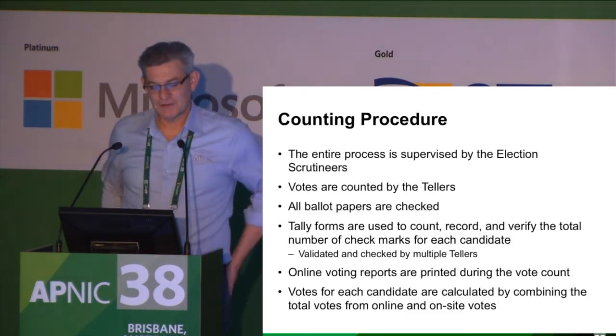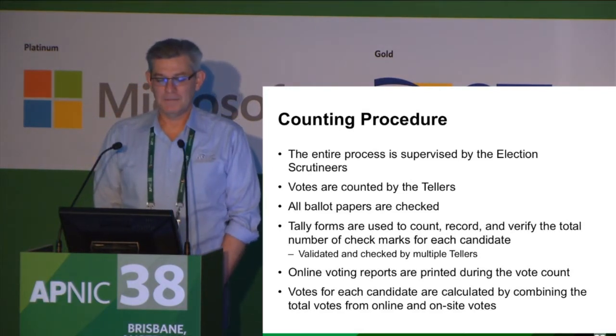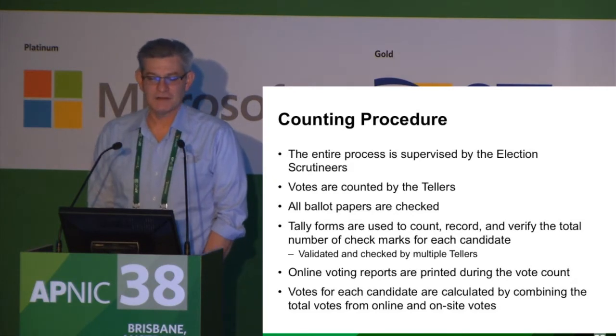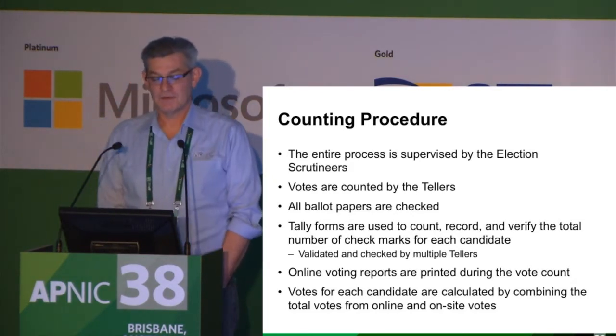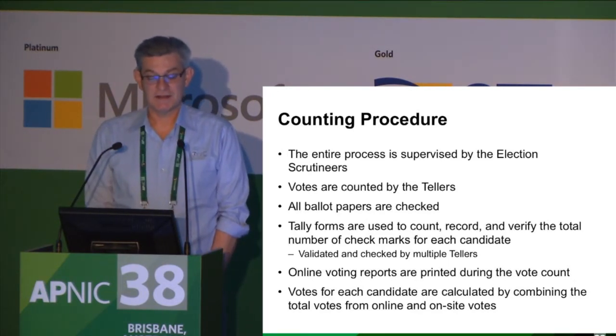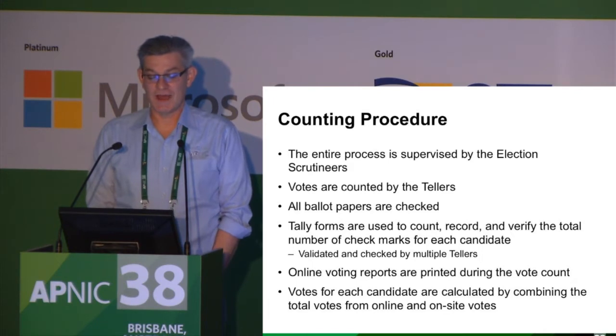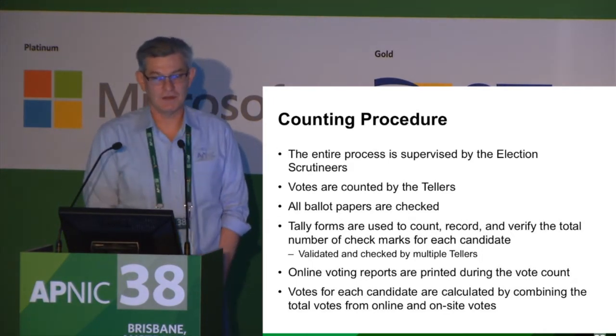So once we've closed the voting period, we'll start counting, and the process is supervised by the election scrutineers. The votes are counted by the tellers, the papers are checked, and the tally forms are used to count, record and verify the total number of check marks for each candidate, and then cross-checked with the other teller.